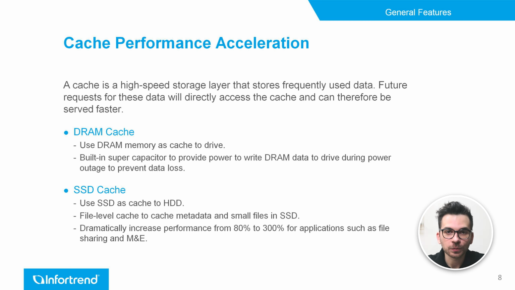Next point, as promised, we will discuss cache variations in our systems. All in all, cache is a high-speed layer of storage that will host the most frequently used data. Because future requests will be directly processed through cache, overall system performance will be noticeably improved. Now, in our storages, there are 2 types of it. First would be DRAM cache. All of our systems are using it as a baseline cache.